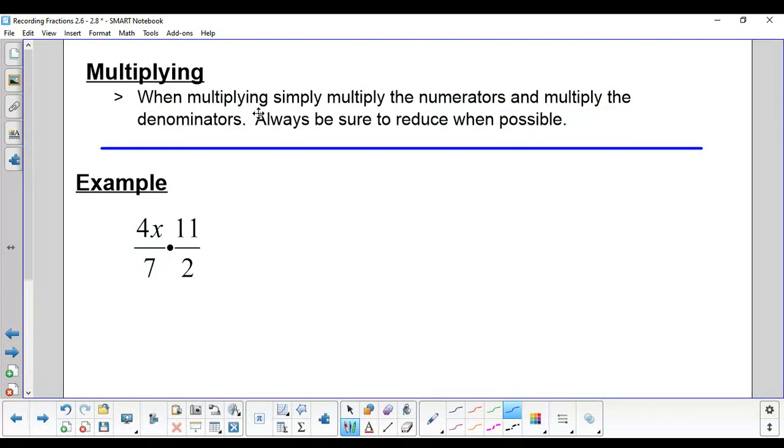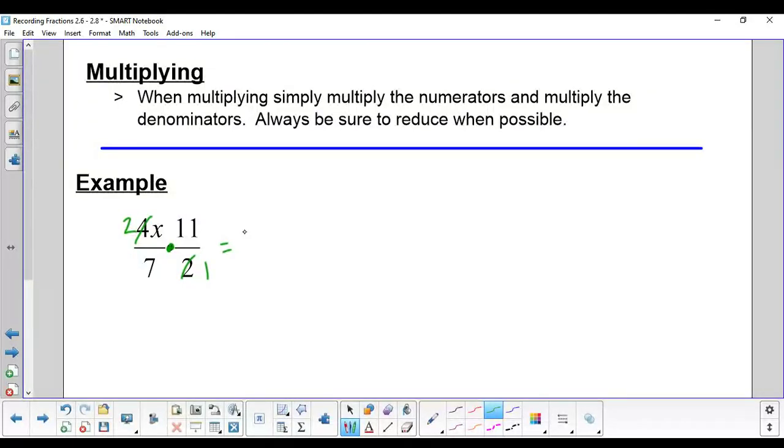When multiplying, and I think multiplying is the easiest, by the way, you simply multiply the numerators and you multiply the denominators and then reduce when possible. I highly recommend reducing as you go. What I mean by that is, as long as you're multiplying, which a dot means multiplying, parentheses also mean multiplying, I like to look for any like factors on top and bottom. In this case, 4 and 2 have a common factor. 4 is divisible by 2, which gives me a 2, and 2 divided by 2 is a 1.